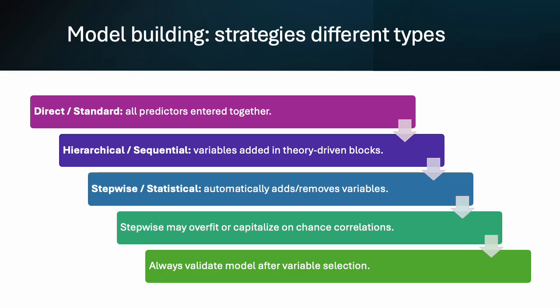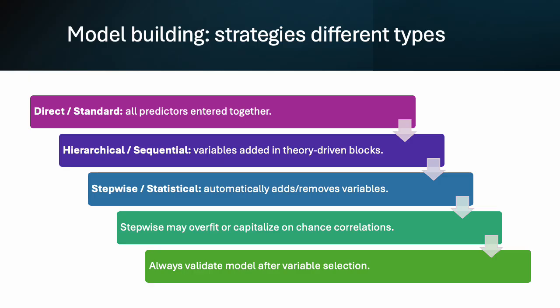So once we've selected our independent variables and confirmed the assumptions are met, the next step is deciding how to actually build the model. And so there's three main strategies for this. We have the direct standard, the hierarchical sequential, or the stepwise. So the direct standard is the default and the most straightforward, where you enter all your predictors into the model at once and interpret how each one contributes while controlling for the others.